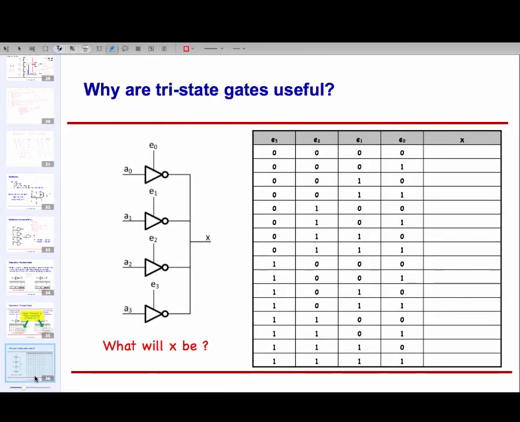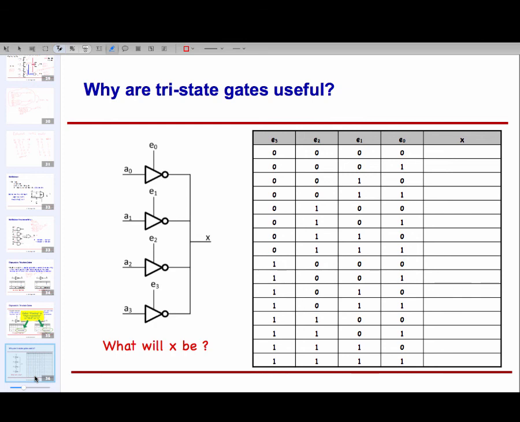So why are tri-state gates useful? Because I can create multiplexers out of them very nicely. Let's say I want to create a 100:1 multiplexer, 100 sources feeding into one. What I can do is take 100 tri-state inverters or tri-state buffers and make sure that 99 of them are high impedance, floating, disconnected at any given time, and the one which is the desired one is driving the output. In this case, I'm showing the same 4:1 multiplexer, which was a running example.